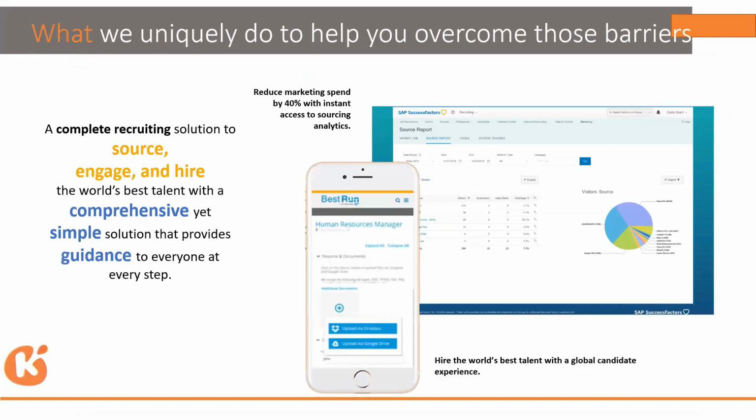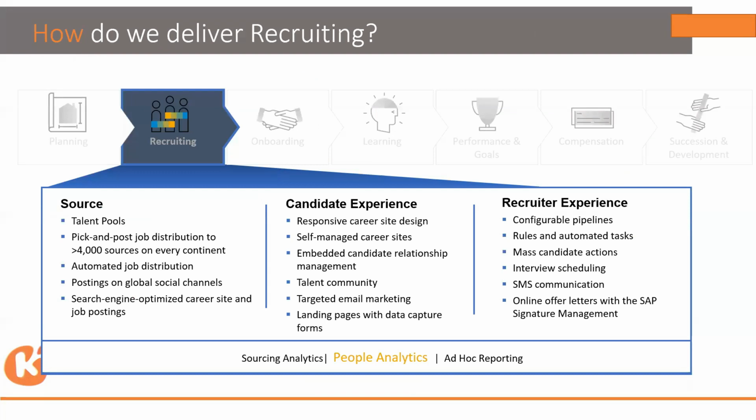All right, we have three things here. One is source, and then candidate experience and recruiter experience. For the recruiter experience we call it Recruiting Management, whereas the candidate experience is called Recruiting Marketing. So we have two modules from the recruiting point of view: Recruiting Management and Recruiting Marketing. For RCM, we handle the applicant tracking system.